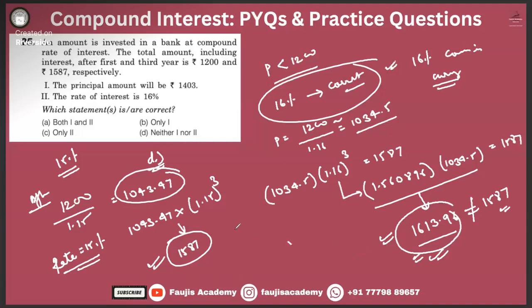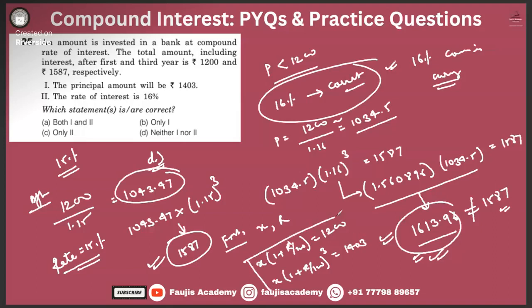Otherwise, you will just keep on scrambling to find, okay, we don't know either the rate or the first year. Well, let's say principal is X and rate is R. So X into 1 plus R by 100 is equal to 1200, right? And another equation is 1 plus R by 100 whole cube is equal to 1403.